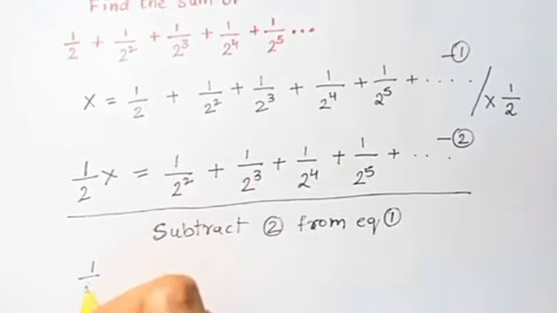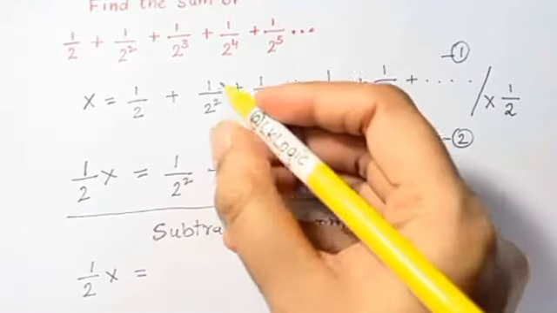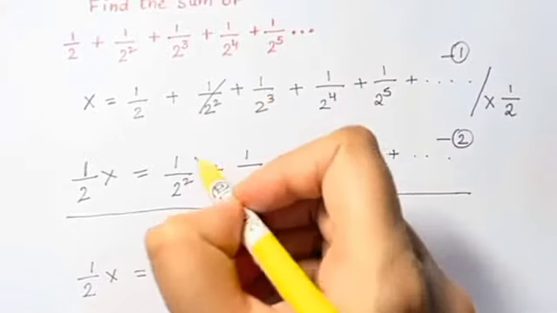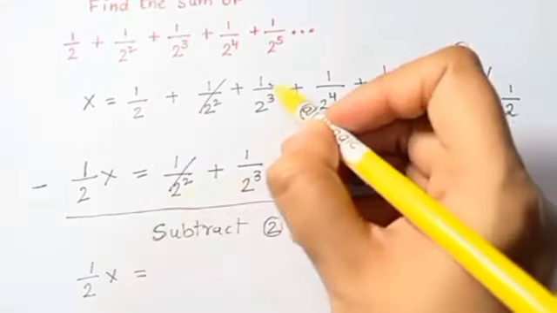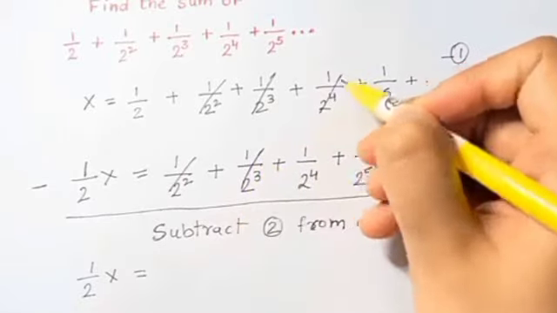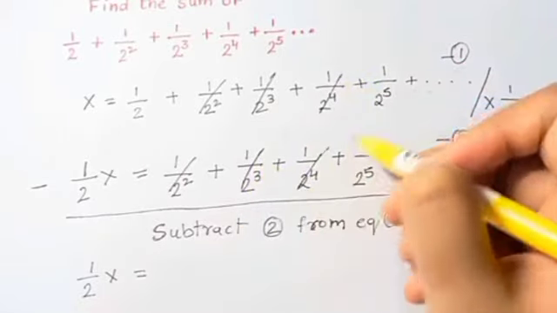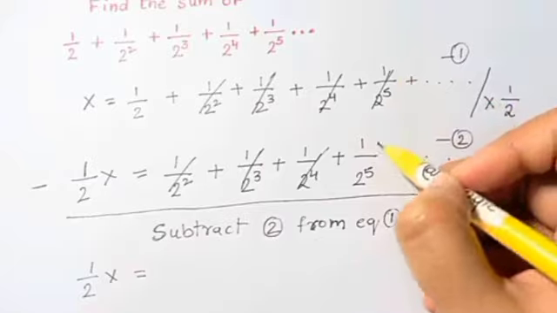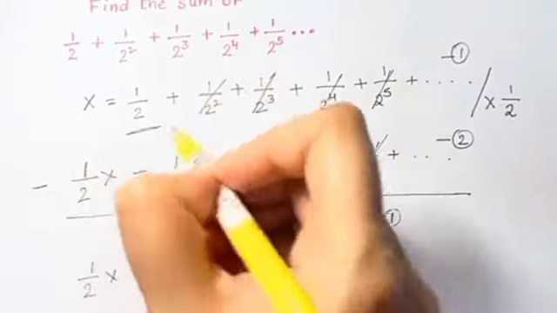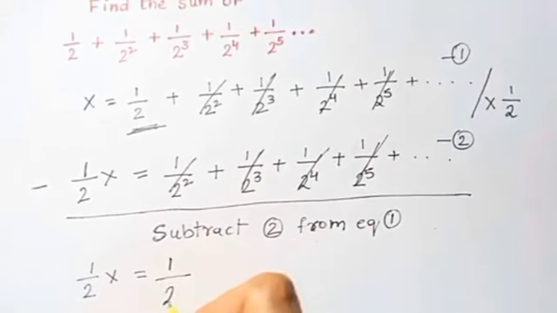So half x is equal to, now you can see the similar terms here, 1 over 2 squared minus 1 over 2 squared, 1 over 2 cubed minus 1 over 2 cubed, 1 over 2 fourth minus 1 over 2 fourth, 1 over 2 fifth minus 1 over 2 fifth, and so on. It gets cancelled, so you are only left with half. So that is 1 over 2 x equals half.